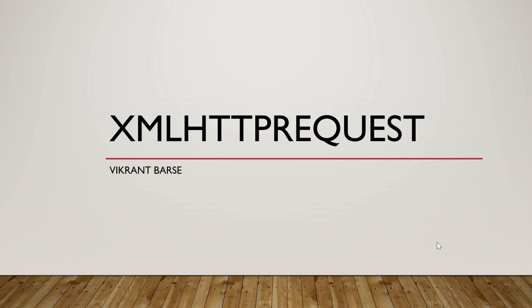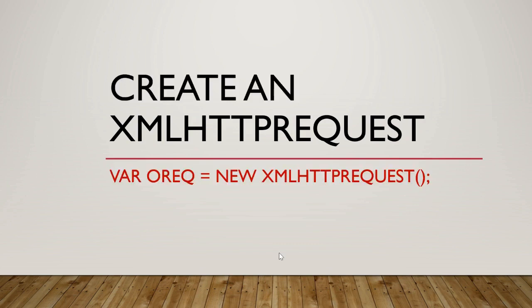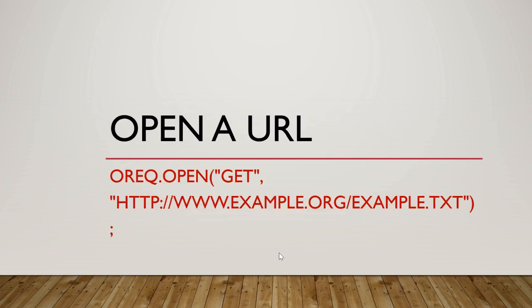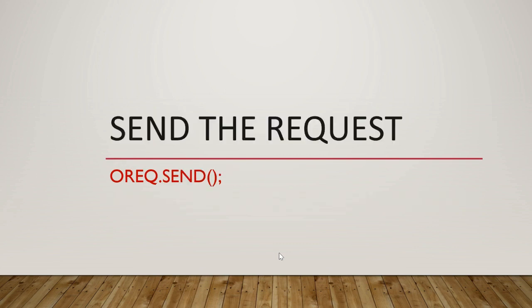Today we are going to see about XML HTTP request. So let's get started with some of the basics in the XML HTTP request object. We are going to see how to create an XML HTTP request, then add a listener, then open a URL and send the request. So these are pretty much the four steps involved in this particular tutorial, in this particular concept.